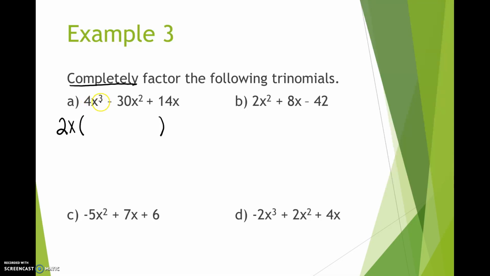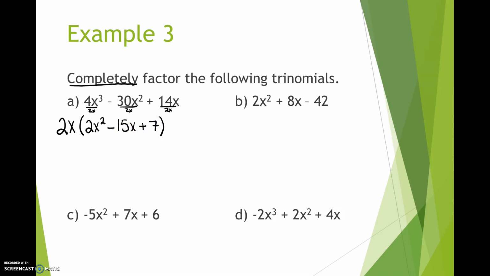4x to the third divided by 2x would be 2x squared. And if you need to put a little divided by 2x underneath each one so you can visually see what we're doing, that is fine. Negative 30x squared divided by 2x would be minus 15x. And 14x divided by 2x would be plus 7.